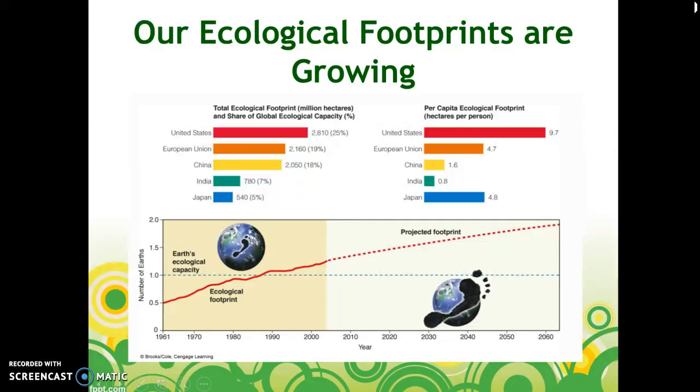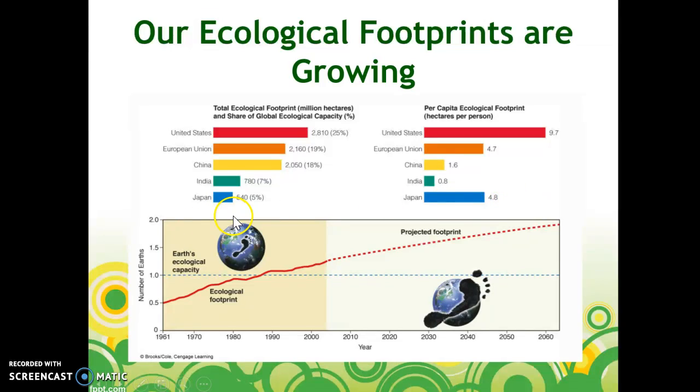So if we take a look at this figure, this is right out of your textbook as well. Here it shows the total ecological footprint for the United States in percentage. So the U.S. is taking up 25%. The European Union, 19%, China, 18%, India, 7%, and Japan, 5%. However, if you look at their per capita footprint, we see some kind of weird, funky things going on.